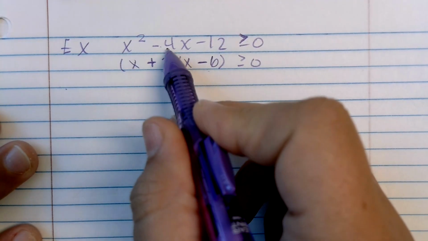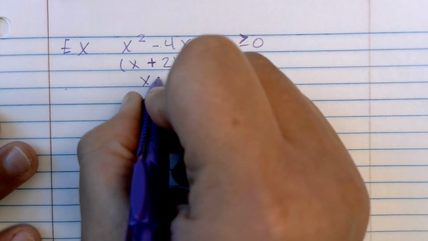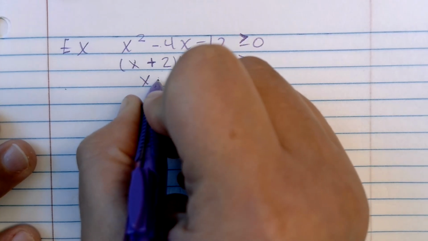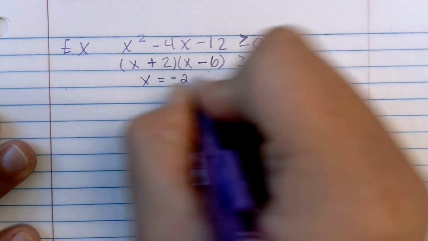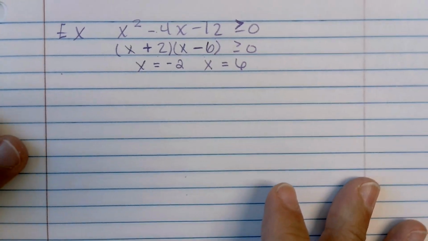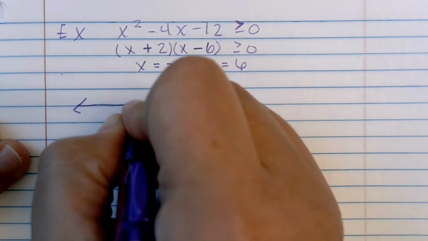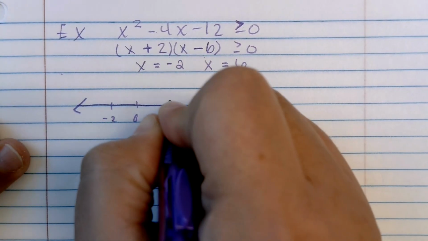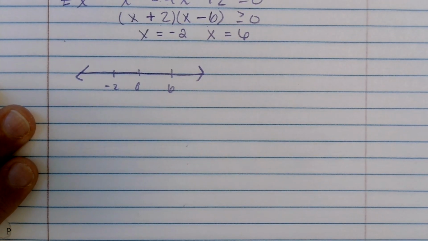So is -6 plus 2 -4? Yes. So I know that to factor this one, I get x plus 2 and x minus 6. And then my solutions, change the sign, so x equals -2 and x equals 6. So on the number line, or on our x-axis here, it looks something like this.